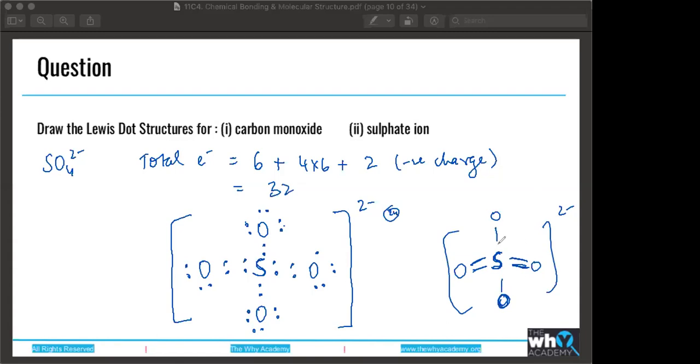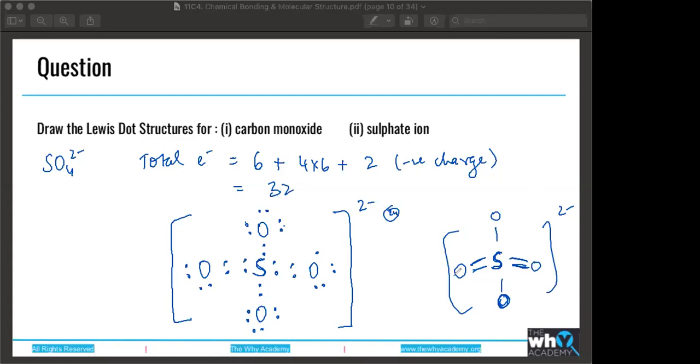But yeah, this is the structure of sulfate ion. And the reason why sulfur is able to form this many bonds is, again, because of its electronic structure. We're going to revisit that later when we talk about the next theory that is put forward, which is VSEPR theory.